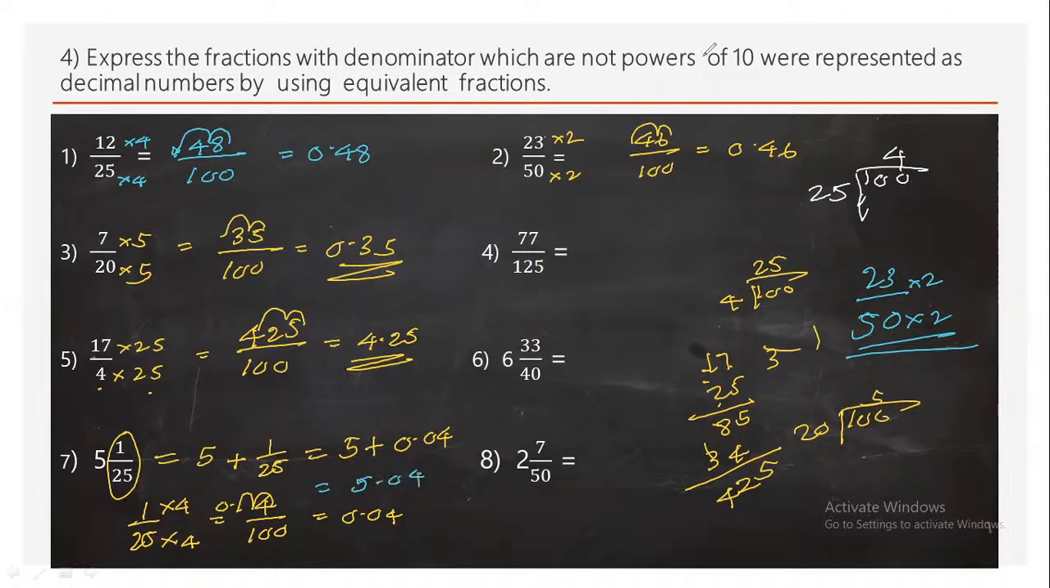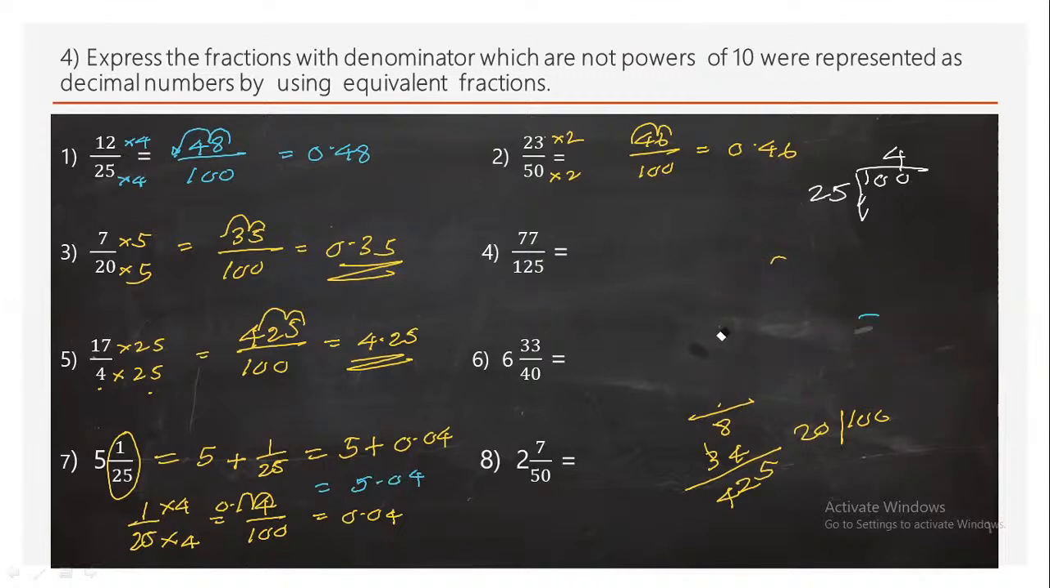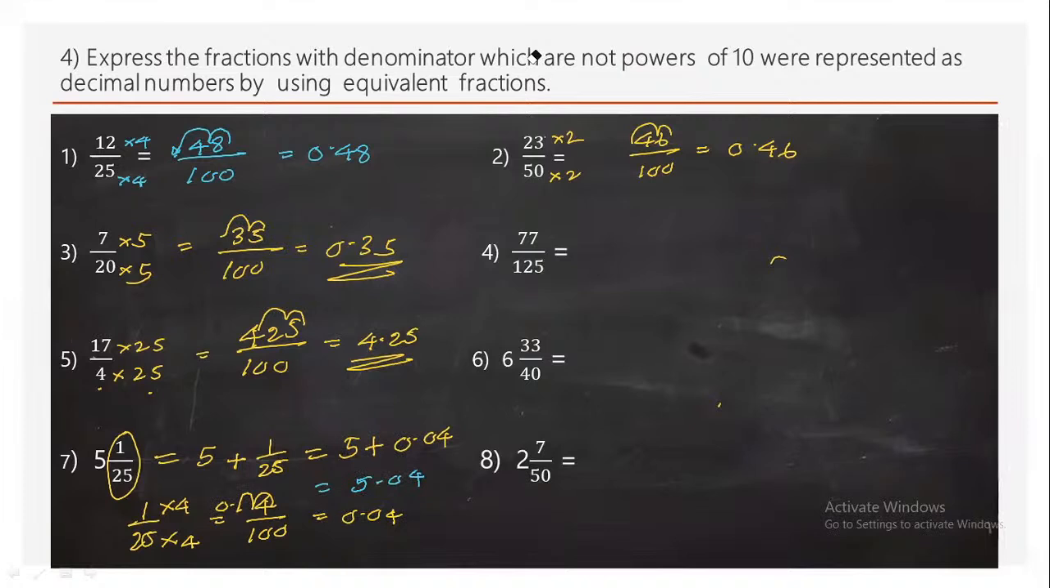Add 0.04 to the whole number, then 5 plus 0.04, 5.04. Then I will show it here. The answer is 5.04. So how did it happen? Now look here, 0.04, and 5.04 is the answer here.